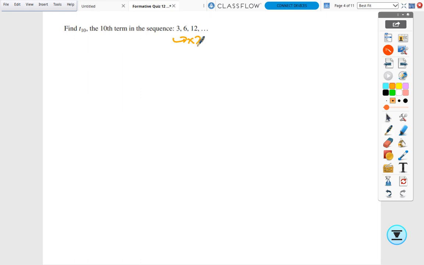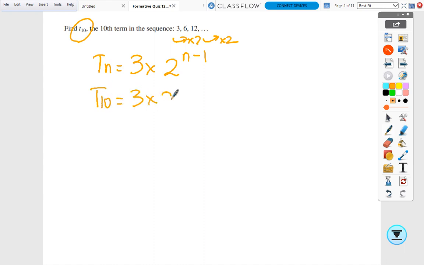Okay, so it's times by 2 times by 2, so Tn equals A times R to the n minus 1, and then we've got to find T10 equals 3 times 2 to the 10 minus 1, which is 3 times 2 to the power of 9, times by 3 equals 1536. Don't forget, you can't do 3 times 2 equals 6 because 3 is a coefficient and 2 is a base. So just have to work it out. Come across when you're ready.